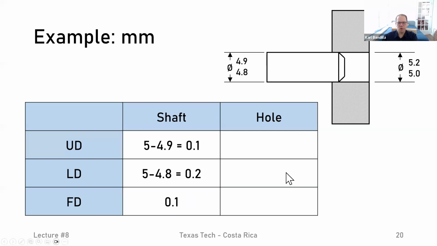And then the same for the hole, right? For the hole, I take my basic minus my upper. So that'd be 5.2 minus 5, 0.2. And then 5 minus 5, because the lower is just 5, gives me 0. So what's my fundamental deviation for my hole? A 0. Yes.